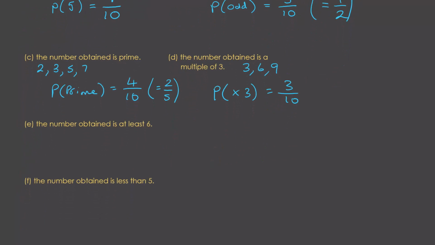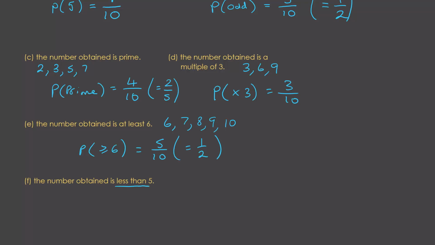The number obtained is at least 6, so that means 6 or more. 6, 7, 8, 9, or 10. So that would be 5 out of 10, which again could cancel to a half.